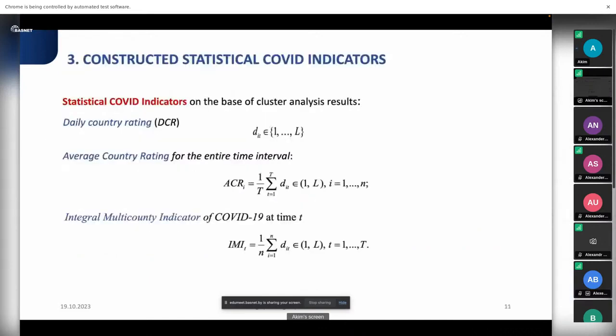After that, we should have some metrics to approximate the level. One of the metrics is the average country rating, and the second one is the integral multi-country indicators of COVID-19 at the time.